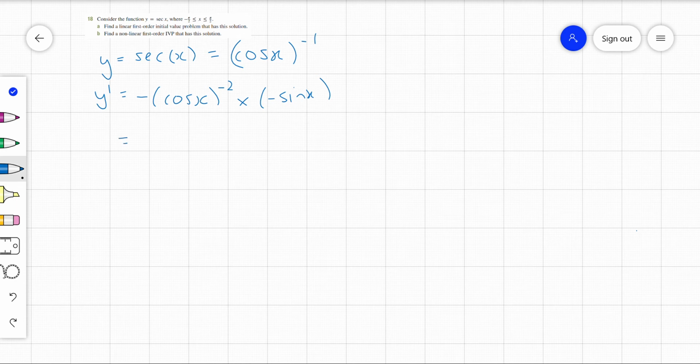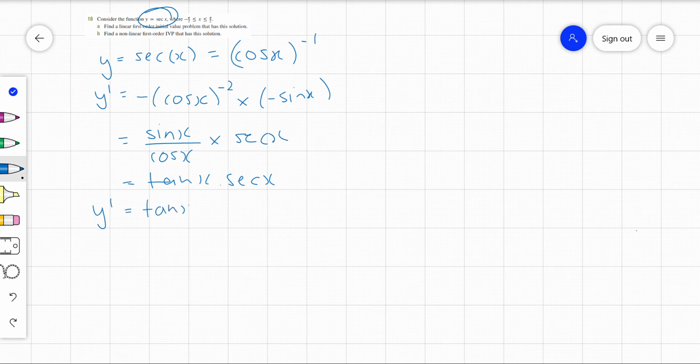So you can see what I'm really getting there. You've got a negative times a negative is a positive, and if I put a sine x, and there's two cos x times cos x on the bottom, but I might just put one there, and the other cos x I'll write as sec x. So I'm going to get tan x sec x for my y dash. And then remember that y is equal to sec x. So in terms of y, this would be tan x times y. Okay, so tan x lots of y.